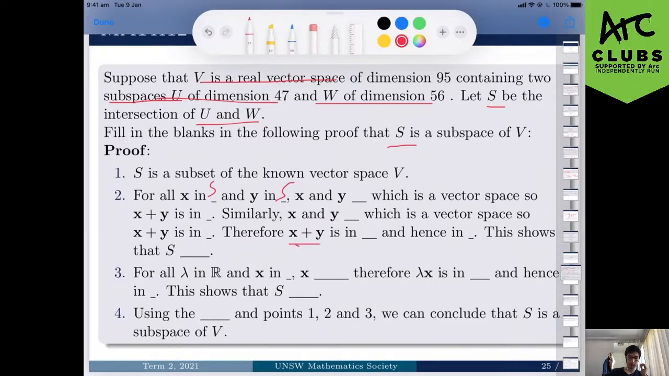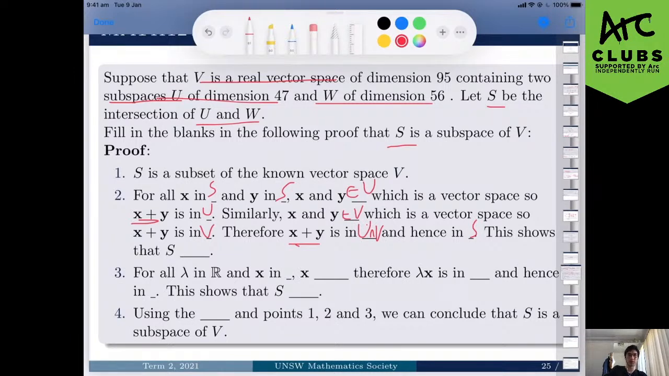In this case, we'll say for any two vectors in S, we're going to argue about their sum. From the question, we know that they're both in U. I made the boxes way too small, but we know that x and y are in U, which is a vector space. So since it's closed under addition, x plus y must also be in U. Similarly, for V, it's a vector space, so x plus y is in V. Therefore, x plus y is in U and V, and hence in S.